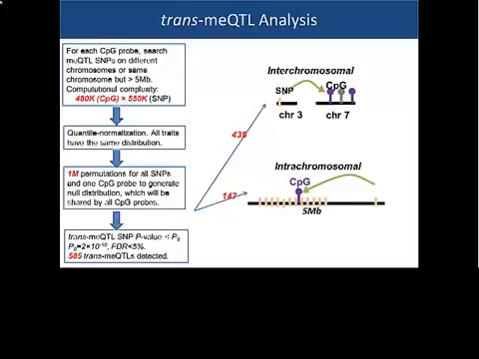Okay, so based on this procedure and after several days of computation using the NIH Biowulf computational cluster, we were able to identify 585 trans-methylation QTLs. Among those, 438 were discovered to be on different chromosomes. The SNPs and the targeted CpG sites are on different chromosomes. And the rest, 147, were on the same chromosome, but they are 5 megabases away.